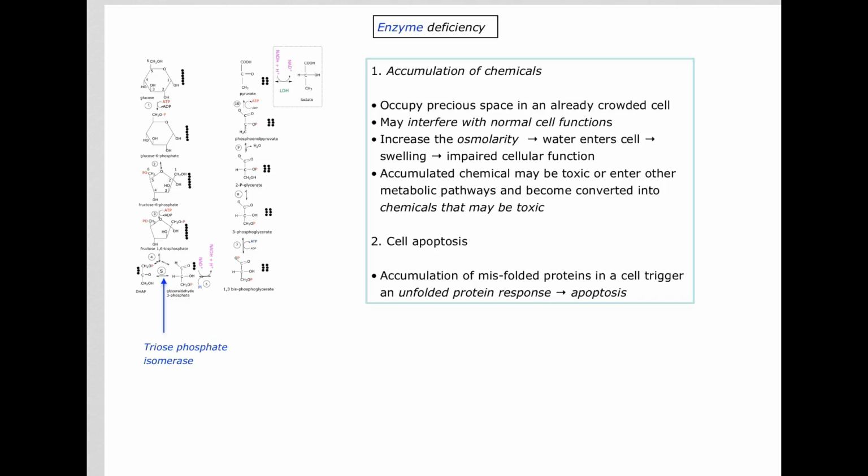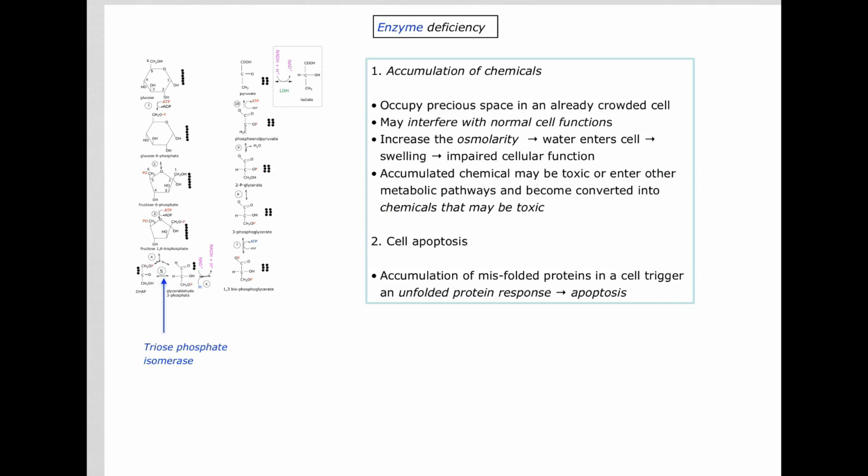Another thing that could happen with the accumulation of a chemical is that the accumulated chemical may be toxic by itself. So for example, dihydroxyacetone phosphate, if it's accumulated, we'll see later that in a disease called triose phosphate isomerase deficiency, DHAP is toxic by itself. It's a very toxic chemical because it has a ketone which is very reactive. Even if the chemical was not toxic, it may be converted by other metabolic pathways into chemicals that may be toxic to the cell or to other cells.